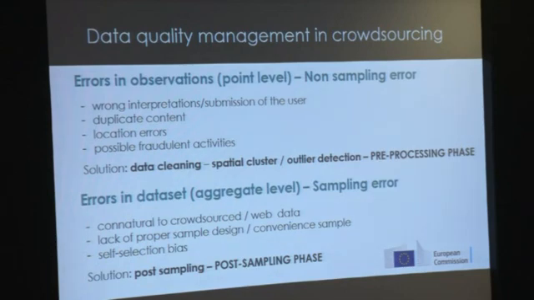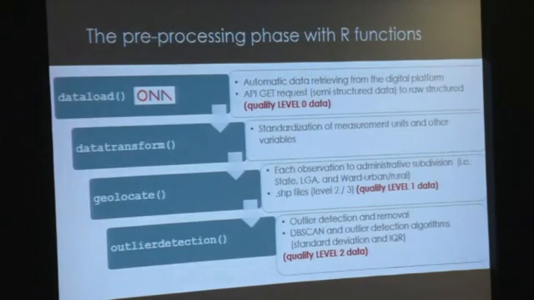But we also need to deal with the sampling error. This is the error in the data set at aggregate level, which is connatural to crowdsourcing and web data because they lack a proper sample design, and it can be considered more as convenience sampling. And of course, we have self-selection bias of the participants.